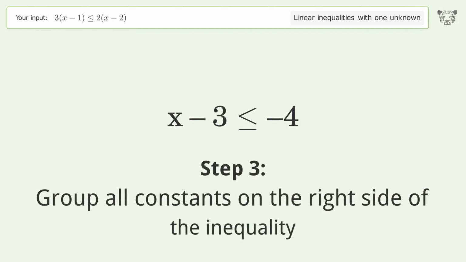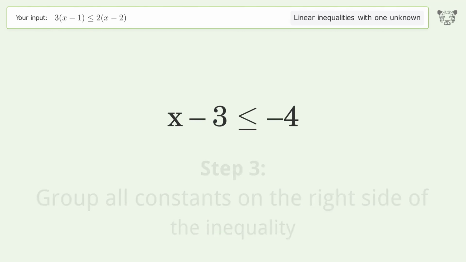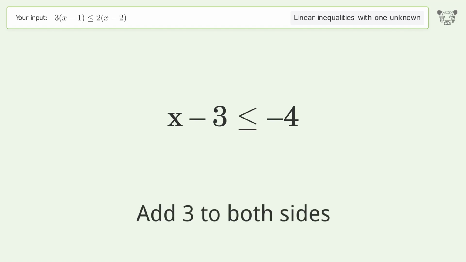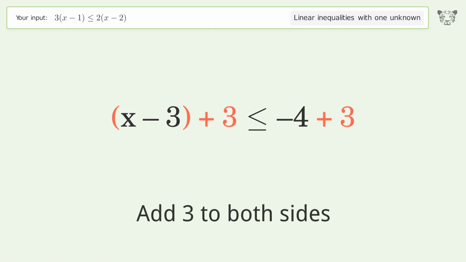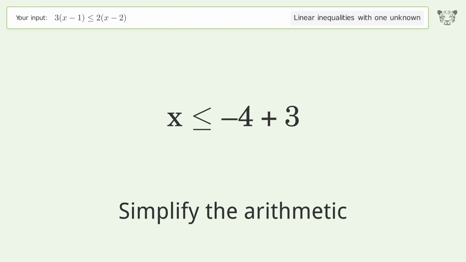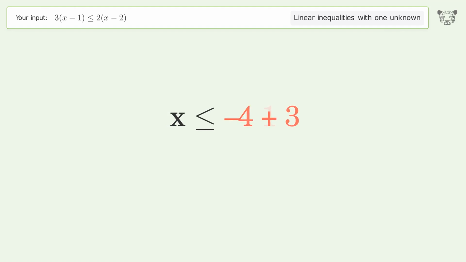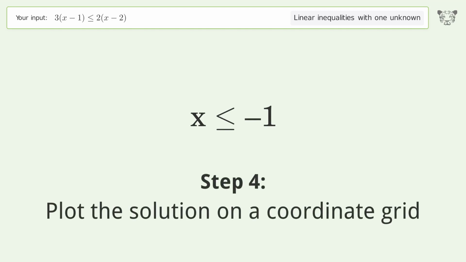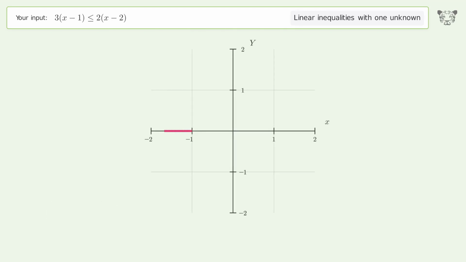Group all constants on the right side of the inequality. Add 3 to both sides. Simplify the arithmetic. Plot the solution on a coordinate grid. And so the final result is x equal or smaller than -1.